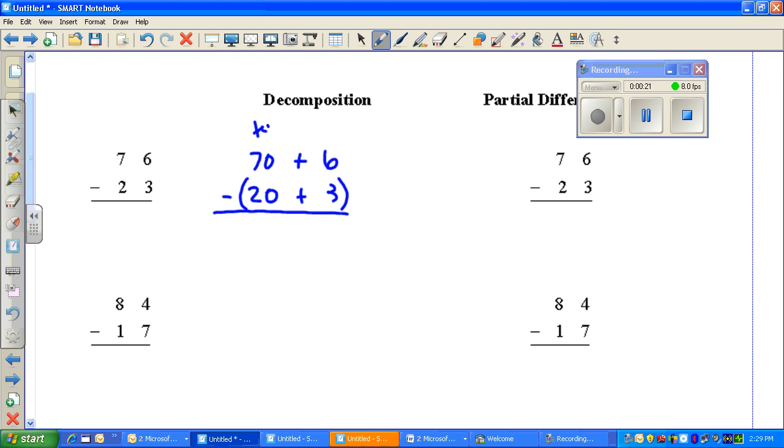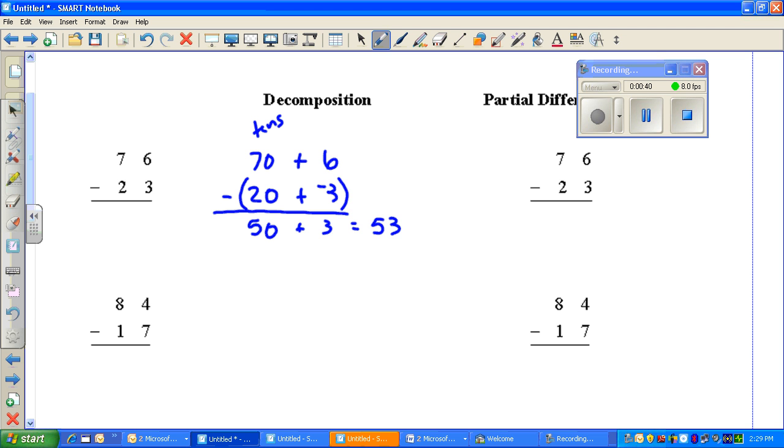Starting left to right in our tens column, 70 minus 20 is 50, and 6 minus 3 is 3. Notice the 50 and the 3 work together and make 53. They're not a negative number, so we add them just like we learned how to add integers.